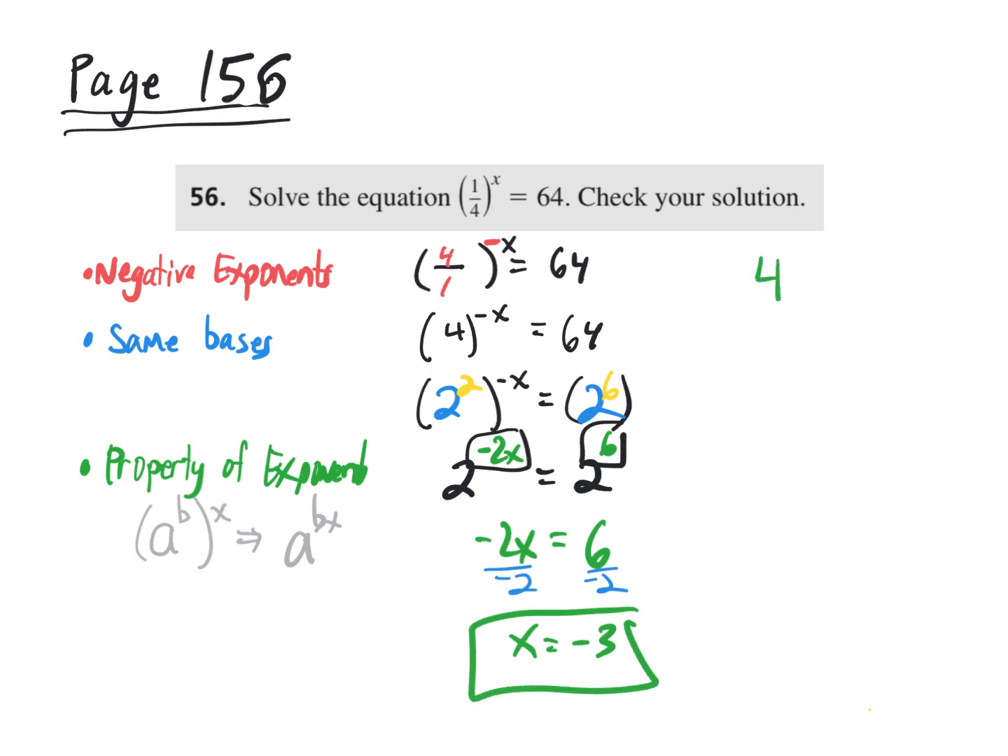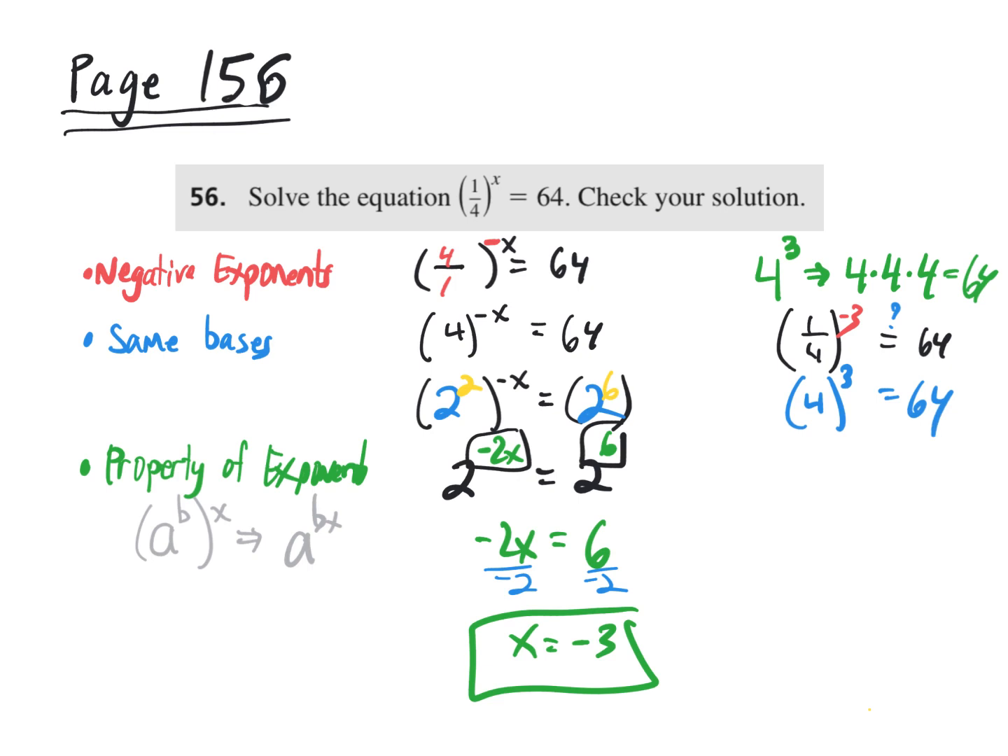Now, some clever observers of this problem might have observed or thought about this idea that 4 to the 3rd power is 64. We could have used that idea to solve this as well. Notice the close connection between the power of 3 that gives us 64 and our final answer, x equals negative 3. The negative 3 exponent would cause the 1/4 to flip to 4/1, and then it would be a positive exponent, and sure enough that works.